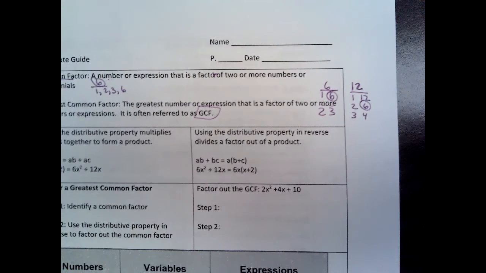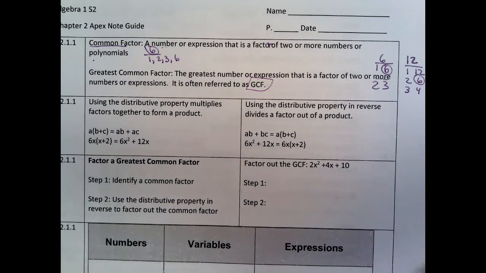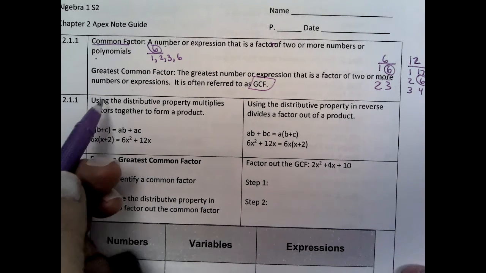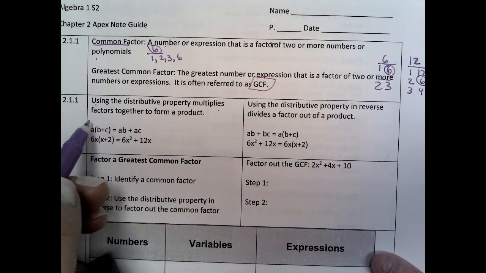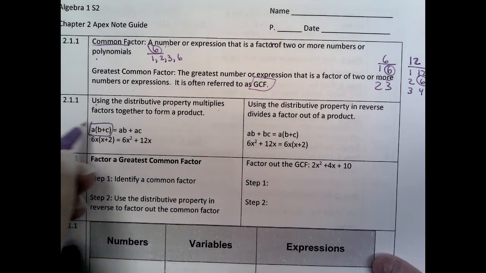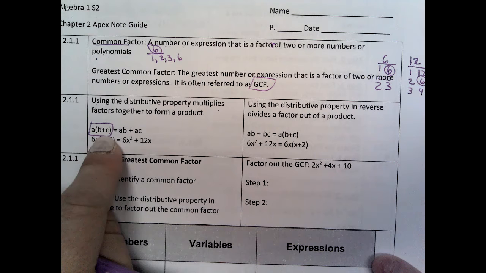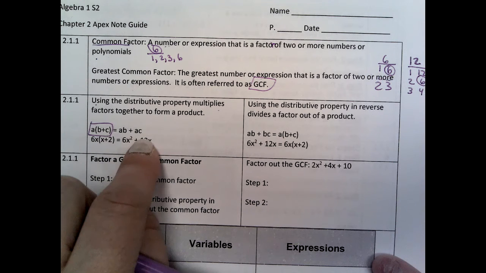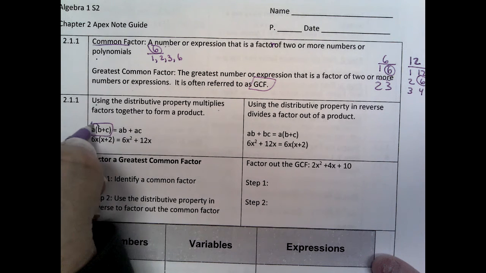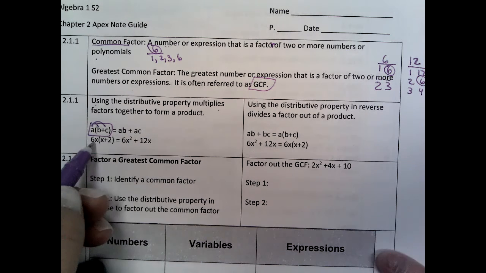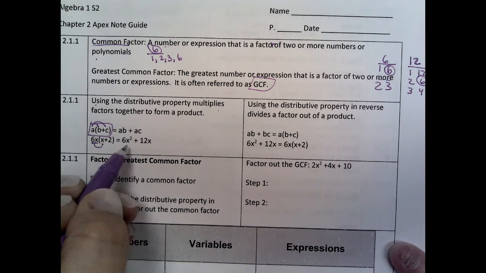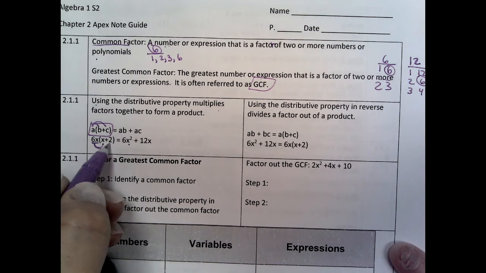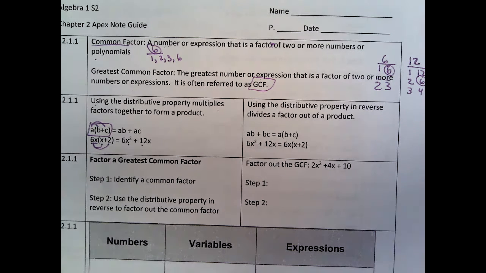So we're going to do the exact same thing when we're factoring polynomials. We use the distributive property to multiply factors together to form a product. So here you can see that we have A times (B plus C) equals AB plus AC. We just distribute that A to both of these. If we're looking at it this way, there's a 6x, we multiply it times x, and that's 6x squared, and we distribute it to the 2, so that gives us a 12x.